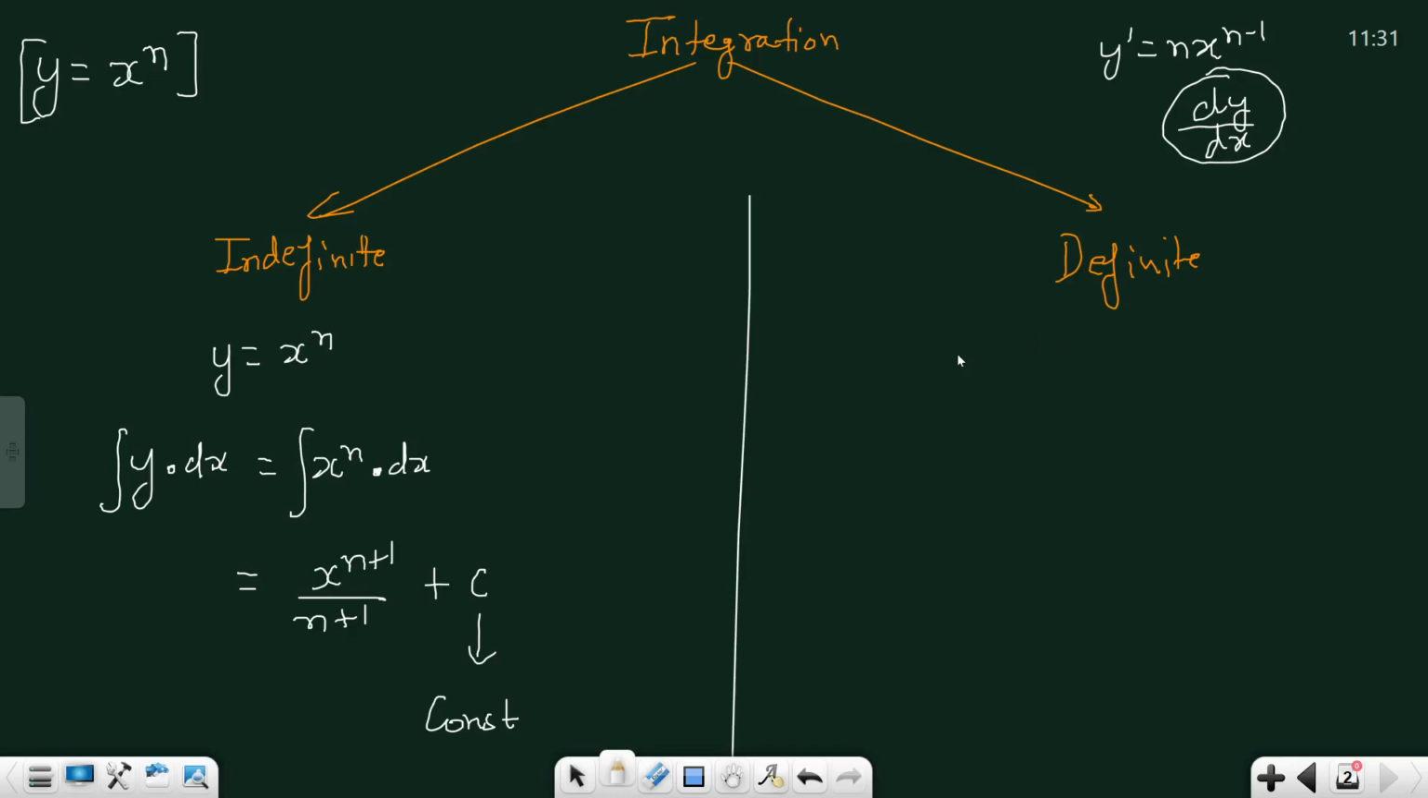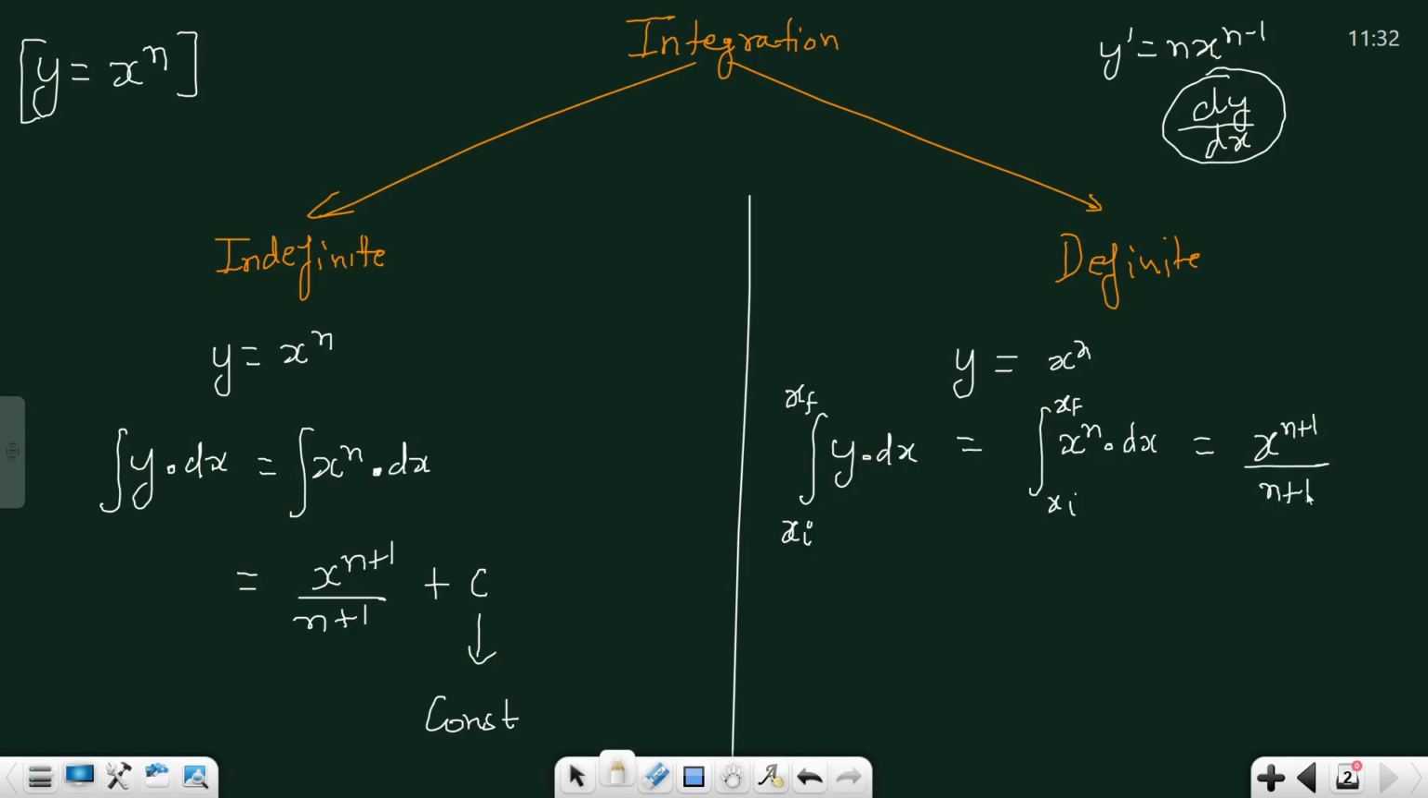So in case of definite integration, the limit is known. So when you integrate y dx, the limit is x initial to x final. So x to the power n dx, from x initial to x final. So x to the power n plus 1 divided by n plus 1, the same formula, but because this is the case of definite integration, the constant addition is not required. So you have to put the limit, x initial, x final.